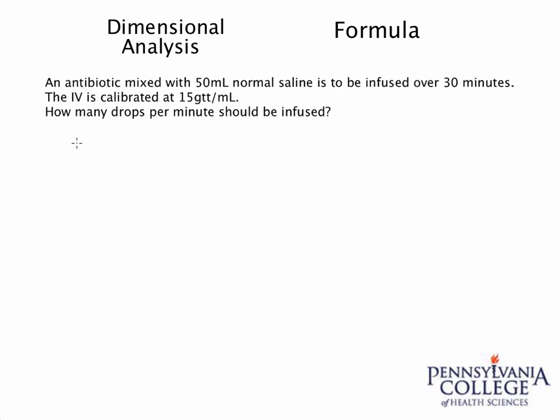So what we're starting with is a particular rate, and after our dimensional analysis is done, we're going to want our answer to be another rate. In other words, how many drops per minute. So I know right then and there, at the end of my dimensional analysis, I'm going to want drops per minute as the unit of my answer. So in order to end with a rate, we're going to have to start with a rate. And we're going to start with the rate of the order.